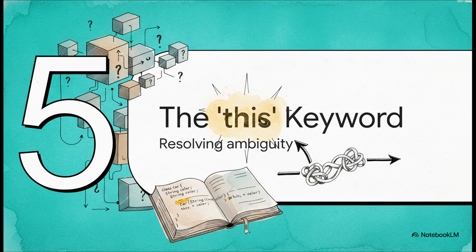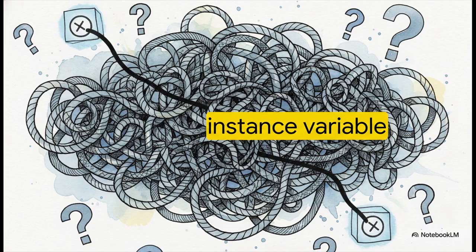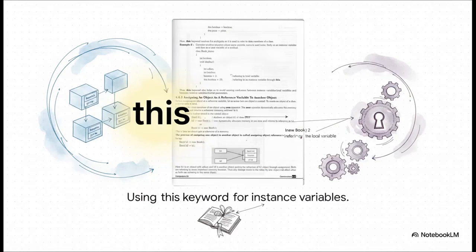Let's tackle part 5, mastering the this keyword. So here's the issue. We programmers love clear names, right? If your class has an instance variable called price, and your constructor takes a parameter representing the price, well, you naturally want to name that parameter price too. But if you type price equals price, Java's going to get totally confused. How on earth does the compiler know which one is the local parameter and which one is the actual instance variable? Enter the this keyword.